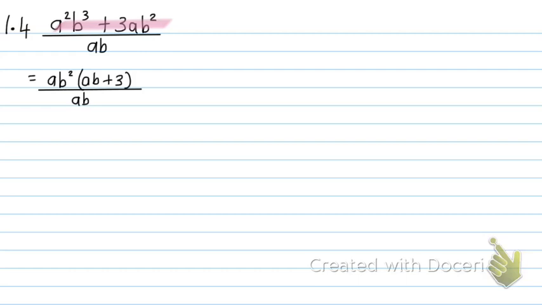Alright, so now I need to cancel out what can. So, first, the a's can cancel out. And then there are 2 b's on top. That squared counts for the b. So, 1 b will cancel out with the 1 on the bottom. So I'm left with b and in brackets ab plus 3.